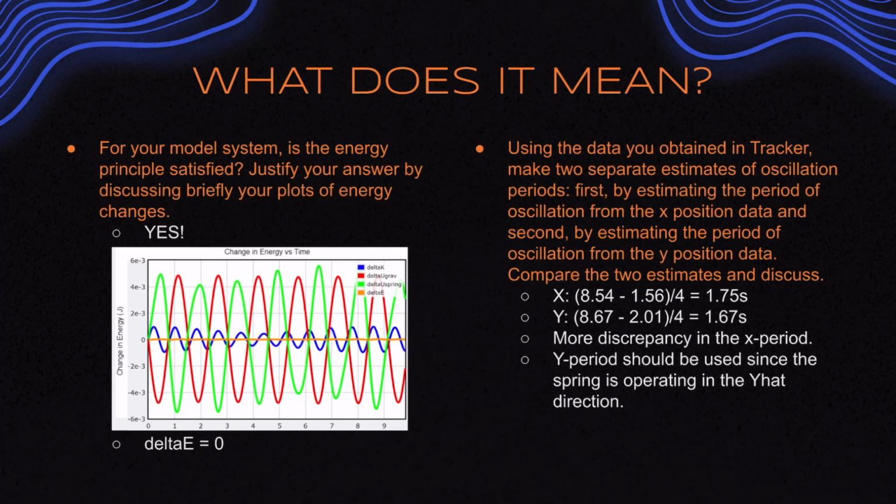And then we found two separate oscillation periods using the X and Y position data. We have X equaling 1.75 seconds and Y equaling 1.67 seconds. There's a little bit more discrepancy in the X period, however, the Y period should be used, and that's what we did, since the spring is operating in the y hat direction.